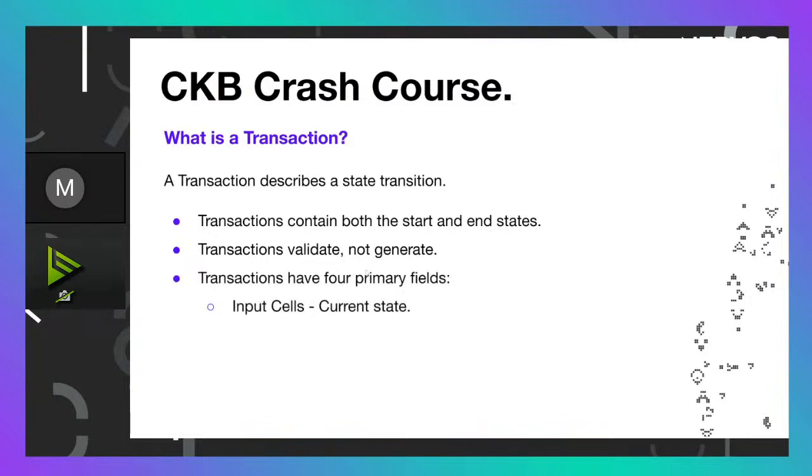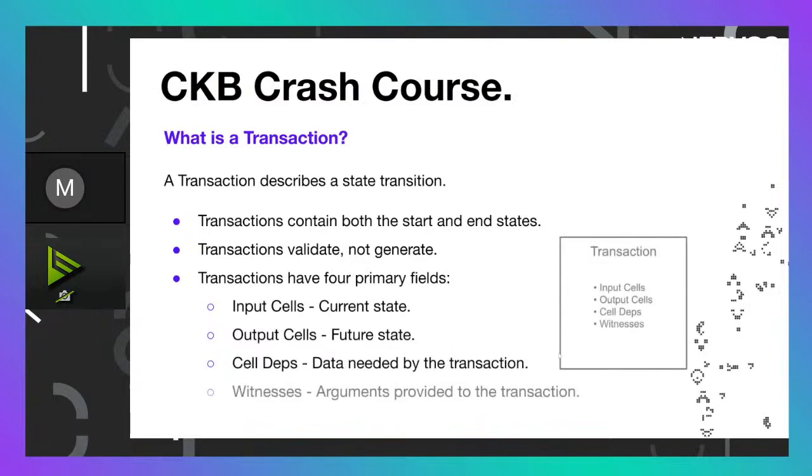So transactions have 4 primary fields: input cells, output cells, cell depths, and witnesses. There are technically more fields than this, but we're not going to go into all of those. These are the important ones for a developer who wants to do something with the cell model immediately. Input cells are UTXOs, basically. They represent the current state, and those are destroyed, and the output cells are created in their place, which is the future state. This is very similar to a Bitcoin transaction, which uses UTXOs.